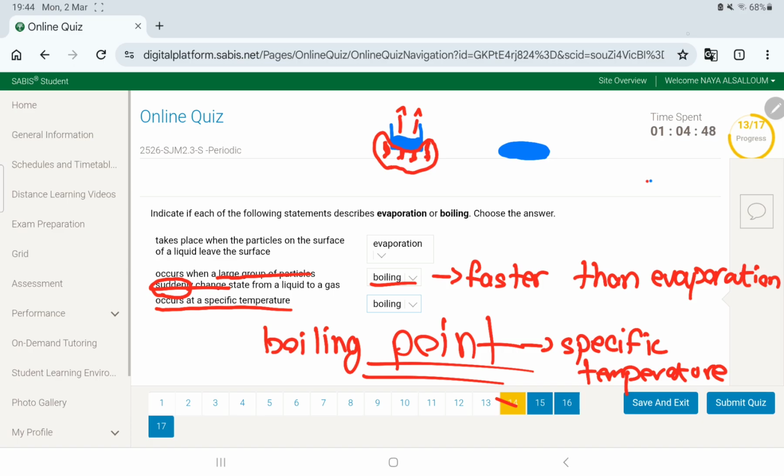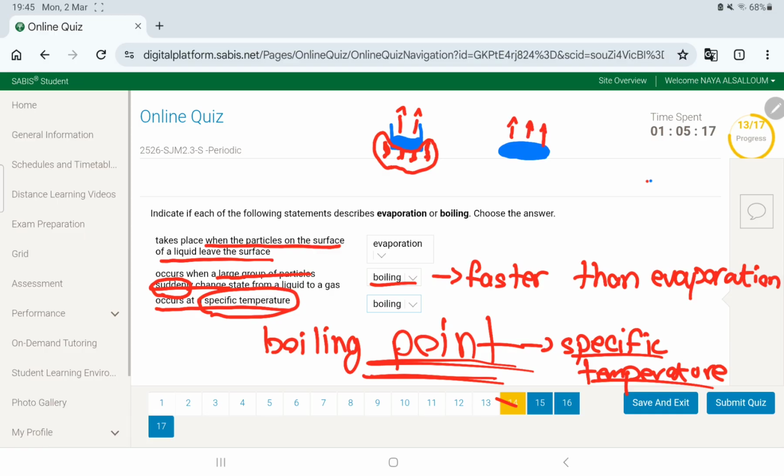Okay? So, here, boiling point occurs at a specific temperature. Unlike evaporation, guys, evaporation can happen at any temperature depending on the surrounding areas. Now here, let's see, it takes place when the particles on the surface of a liquid leave. So here it's not sudden, it goes bit by bit.